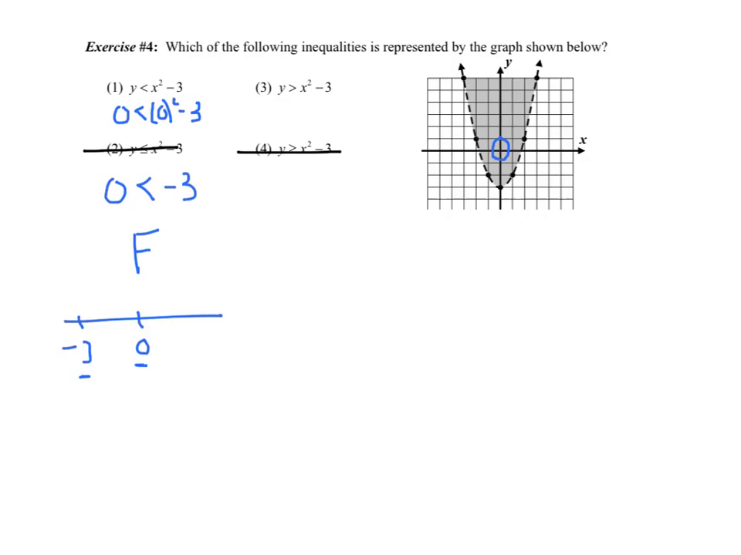And just to be clear, I'll try this one just to prove to you. If I plug in 0, I get 0 is greater than 0 squared minus 3. Is 0 greater than negative 3? I would say that's true. So I'm going to go with choice 3.